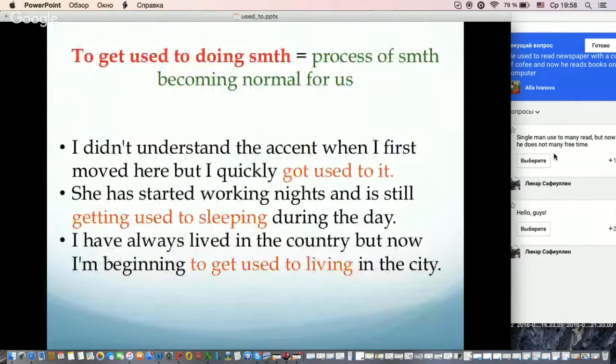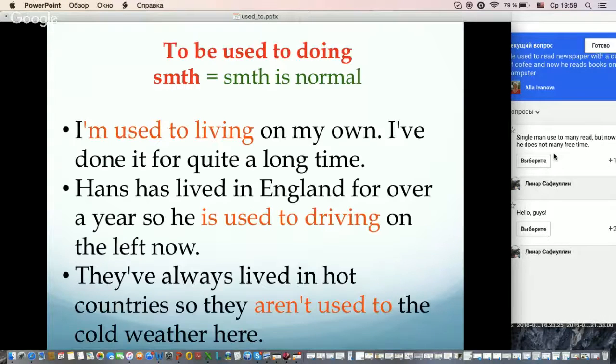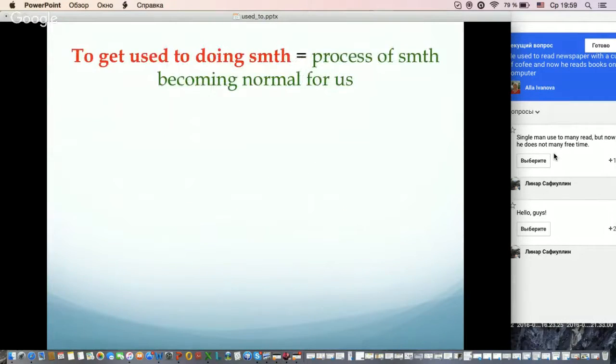Alright, so that was everything I wanted to say about the construction used to do something, get used to do, and be used to do. Так, суммирую. Если мы говорим used to, и затем у нас следует глагол, то мы подразумеваем, что какое-то действие для нас было привычным в прошлом, но более не является частью нашей жизни. Если мы говорим, как вот, например, на этом слайде, to be used to do something, это означает, что какое-то действие является для нас привычным. Если мы говорим to get used to doing something, то мы подразумеваем, что мы привыкаем к какому-то действию.